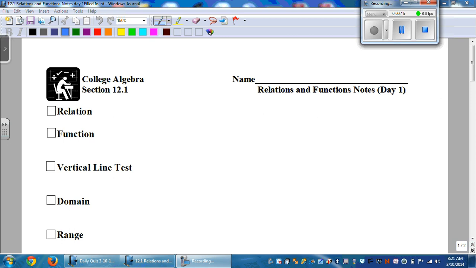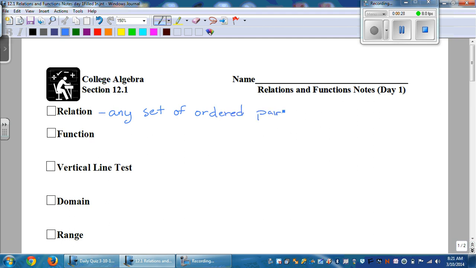First one is a relation. A relation is any set of ordered pairs. You should know this by an x, y, so that's what we're talking about as an ordered pair, plotting it on a Cartesian plane, coordinate grid and stuff. So the second definition that we need is a function.